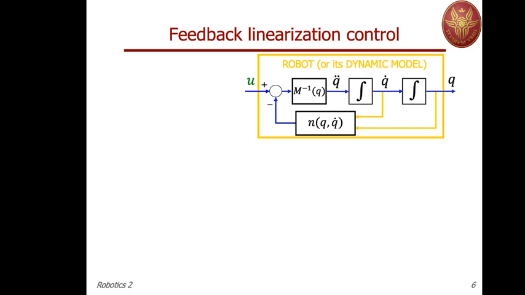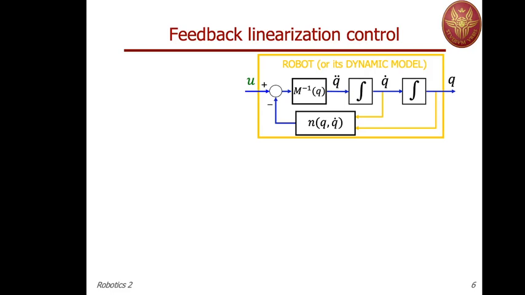So let's look again at the feedback linearization control scheme to make a few considerations. We start with this yellow block, which represents our robot, in fact the real robot or the best dynamic model that we may have. As you can see, we start from the output. We want to control Q, and we would like Q to asymptotically track some profile Q desired of time. We move one integration back and we have the velocity, one integration back we have the acceleration.